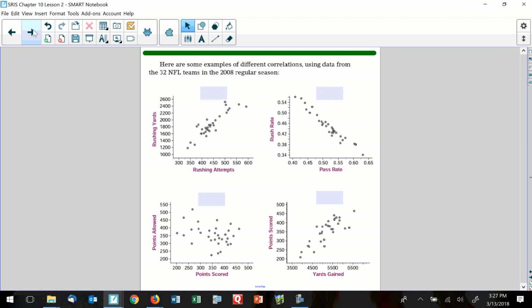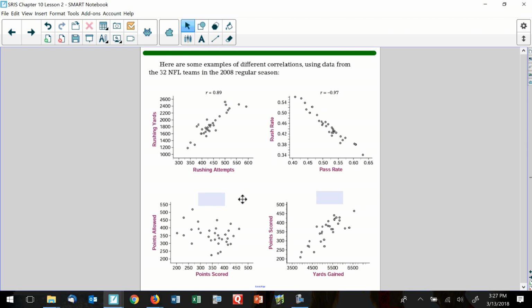Although you're not going to be asked to guess correlations, we'll give you an idea of what strong and weak ones look like. Looking at the first one, rushing attempts to rushing yards in 2008, the correlation is 0.89. That's pretty strong. It looks pretty close to a line. The next one is also pretty strong, but negative: -0.97. That's so close to a line. It's about as strong as you'll see.